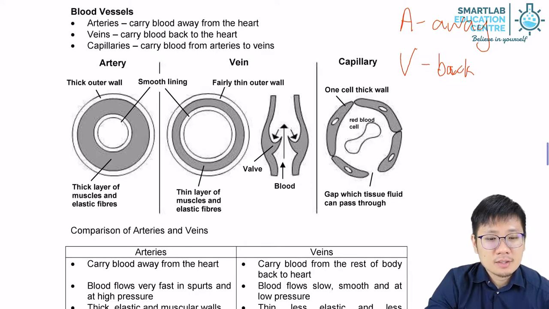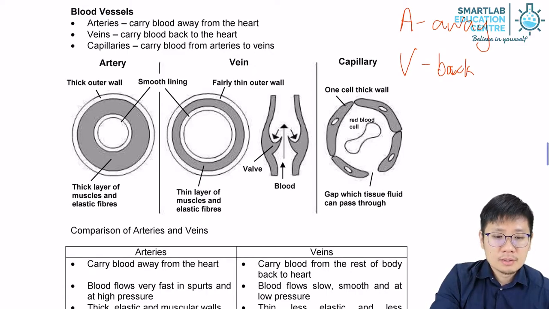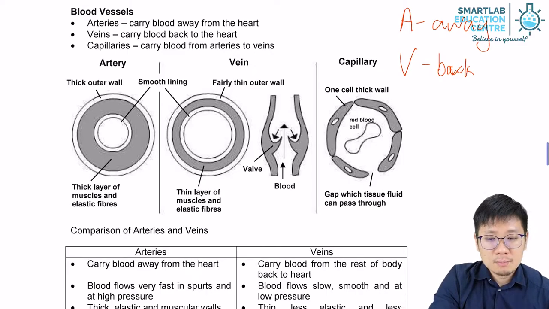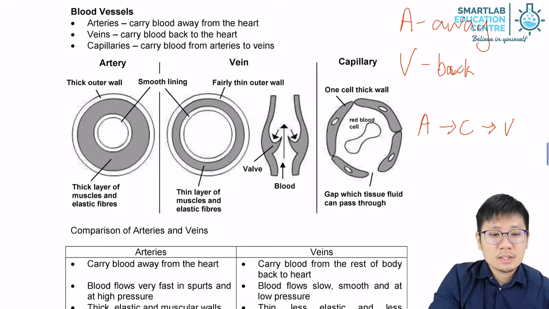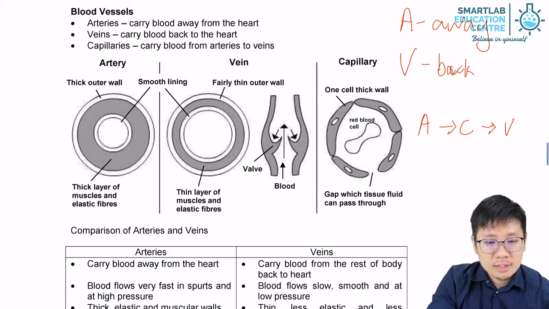The capillaries, what are they for? The capillaries are very small blood vessels compared to the arteries and the veins. Capillaries are formed when the arteries split up into smaller vessels. So that's how it goes. First the arteries, then the capillaries, and the capillaries will join back to form the veins. Okay. The capillary's function is to connect the arteries to the veins. This is important. We'll see why in a moment.